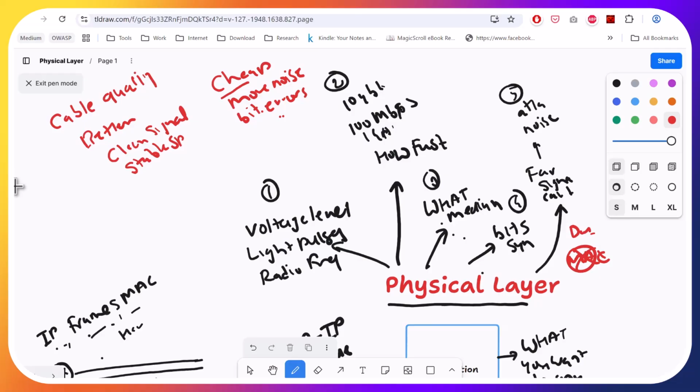We have covered the important concepts and tried to understand the physical layer with the help of some analogies and examples. So that's all in this session.